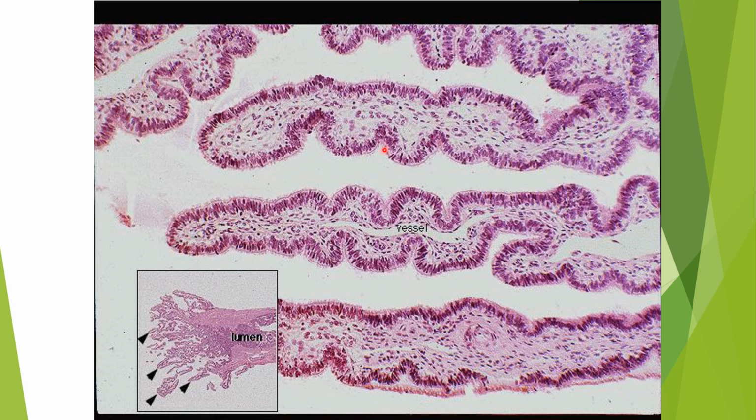Another diagram at higher magnification of the folded mucosa. You can see the mucosa is highly folded on itself, and in this part you can also appreciate a lymphatic capillary which is present. This is the epithelium. Just beneath the epithelium you can appreciate the connective tissue which is forming the lamina propria, and this area is the lymphatic capillary.